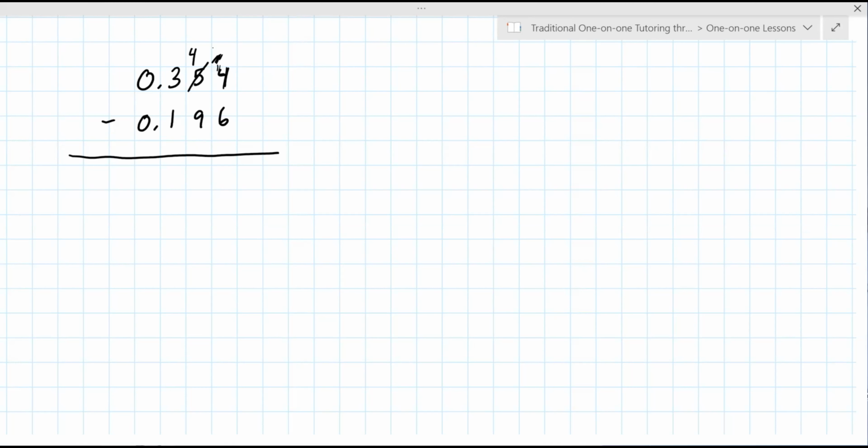How are you doing on this one? How do you borrow from like the 3? You just make it into a 2. You always make it one less. So the 3 becomes a 2 and the 4 becomes a 14. Oh, so it becomes into a 14? Yes, because that 1 always adds. Oh, okay.